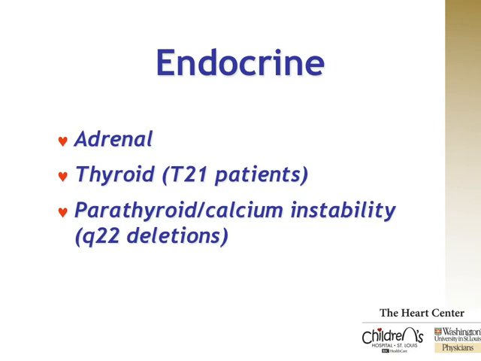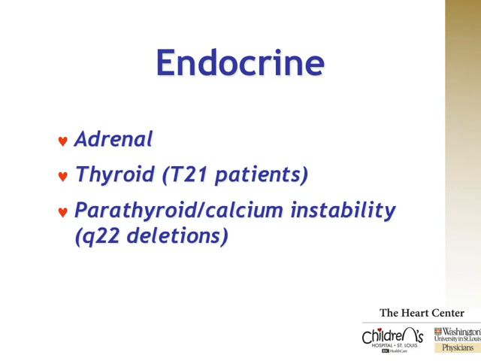Parathyroid or calcium instability is important because, as we know, calcium is an important cofactor in myocardial contractility. Low calcium levels can result in low cardiac output or poor contractility. And parathyroid problems or hypocalcemia can be very common in the DiGeorge syndrome or the 22q11 deletions that can represent a significant population, particularly in conotruncal anomaly patients.